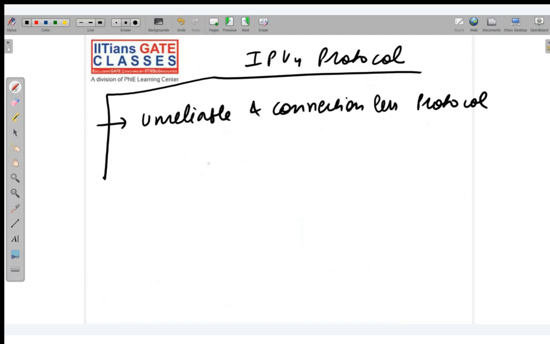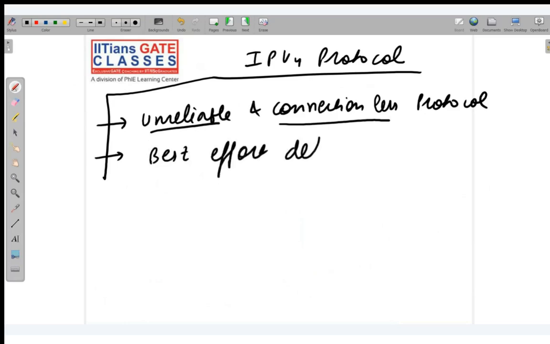And why is it unreliable and connectionless? Because its aim, its entire focus, is on sending the packet only. That's why it is known as a best effort delivery system.